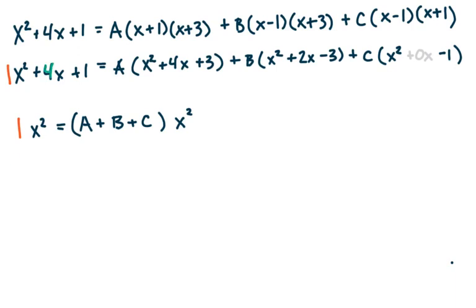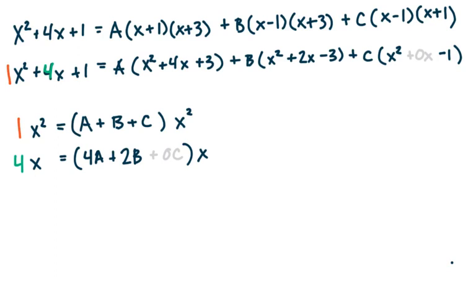Okay, I have 4 x's being my linear term. How many x's do I have looking at the right side of my equation? I have 4ax plus 2bx plus 0cx. So I have 4a plus 2b plus 0c for my x terms.